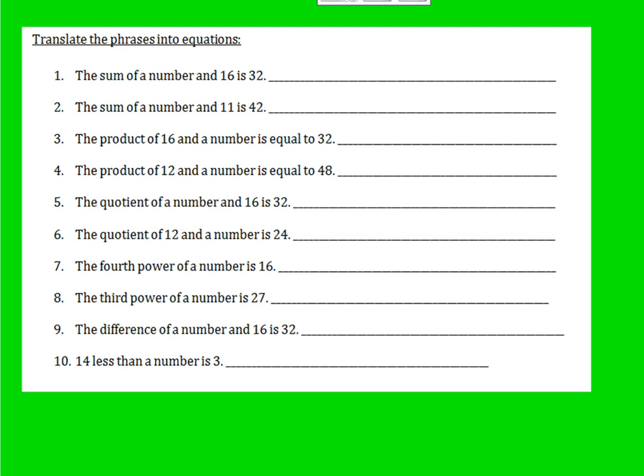So real quick, translate the phrases into equations. The sum of a number and 16 is 32. So sum, a number, 16, 32. Sum indicates addition. A number indicates we don't know it, so we let that be a variable. 16 is 32, so that's what that looks like. Again, the sum of a number and 11 is 42. So again, sum, a number we don't know, 11 equals 42.